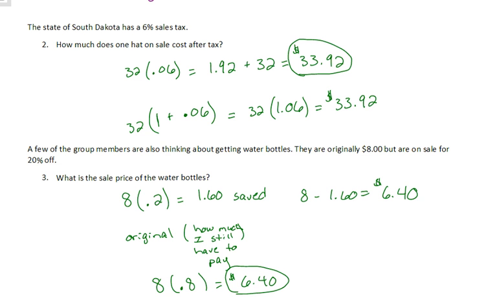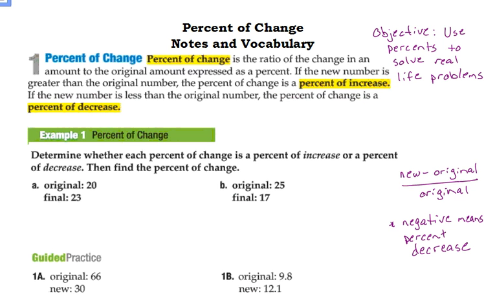All right, go ahead and get out your notes and vocab for this section. Okay, I didn't get the objectives on these notes, but it is just to use percents to solve real life problems. Okay, just reading through that top part, it says percent of change is the ratio of the change in an amount to the original amount expressed as a percent. Again, when we look at that word change, that's why we're subtracting there.